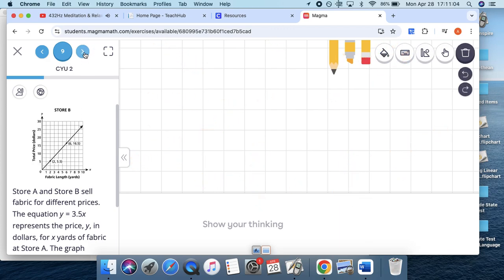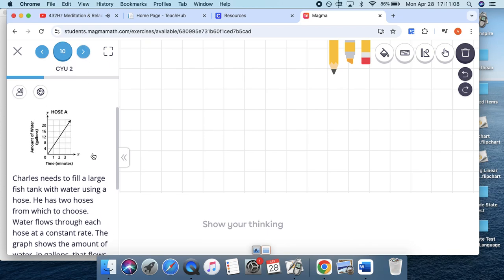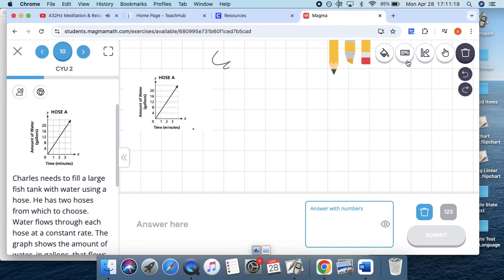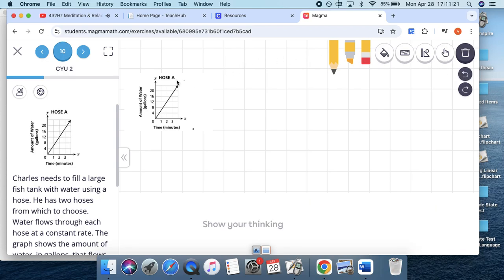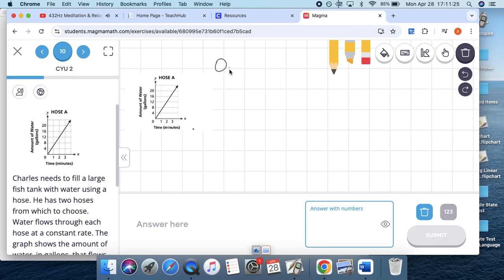Okay, so we're going to skip this one because it's the same exact question. This one is, we have a hose, and it's proportional again, right? So we have 2.00 and the other point, can we find another point? Yeah, 2 and 12 looks like a point right here.